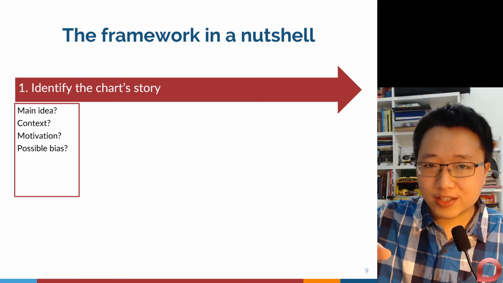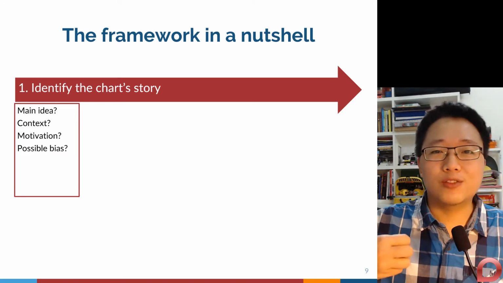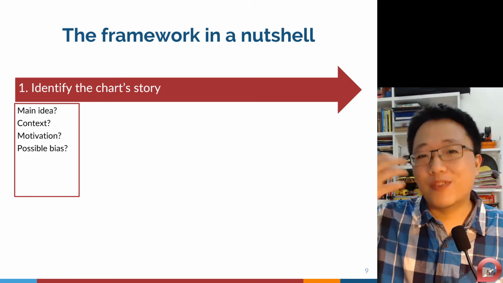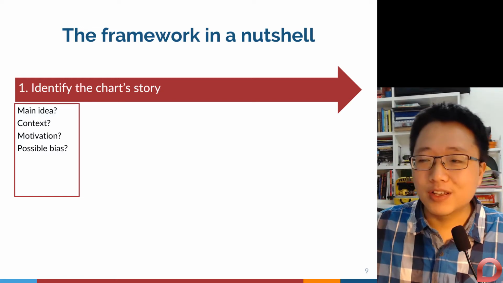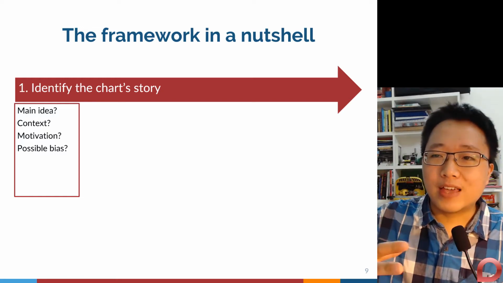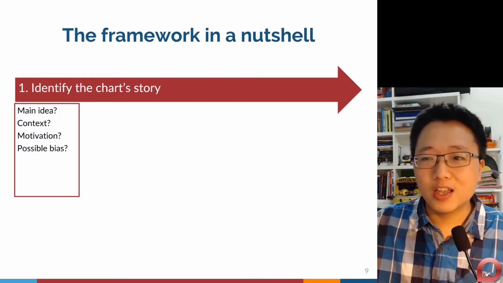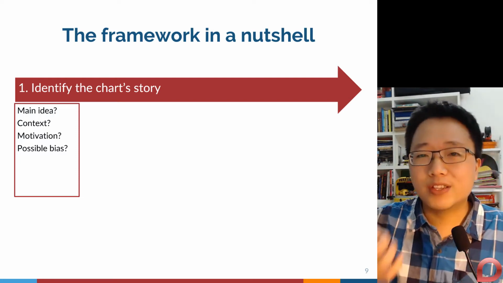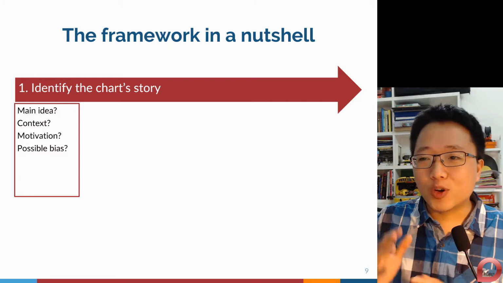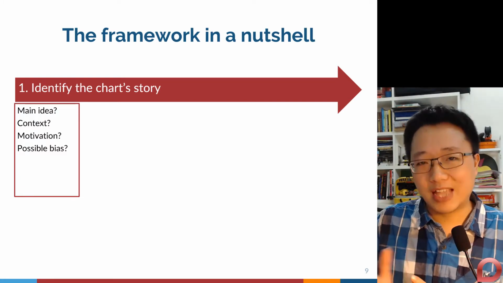When you see a chart, obviously it's trying to tell you a story and it can be very effective, as mentioned. But after that, you should try to see what the main idea is, what the context is, who is putting out this chart, what their motivation is, and what possible bias they can have.